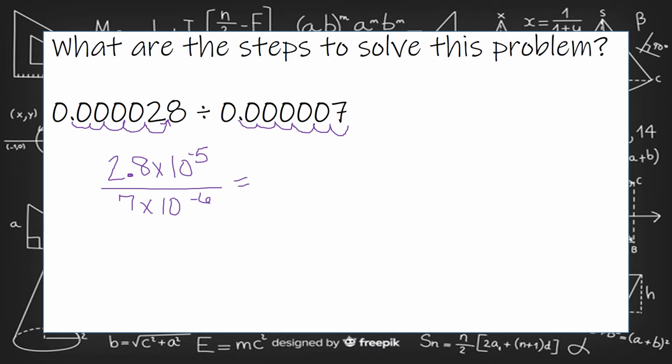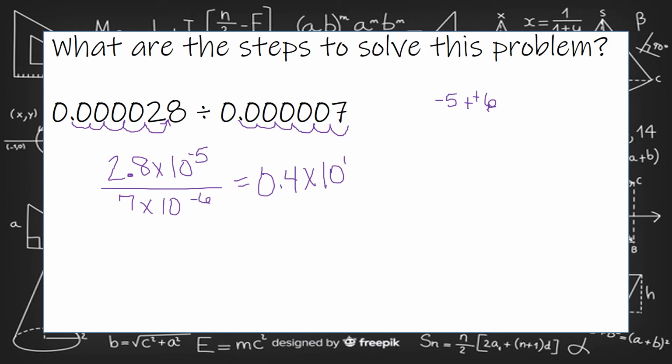When I divide these, I do subtract the powers. So negative 5 minus negative 6. Sorry about that. That would give me 10 to the first. So 2.8 divided by 7. 2.8 divided by 7 gives me 0.4.